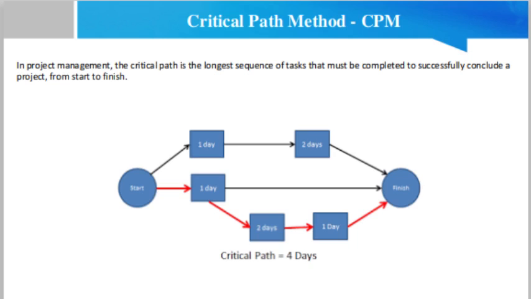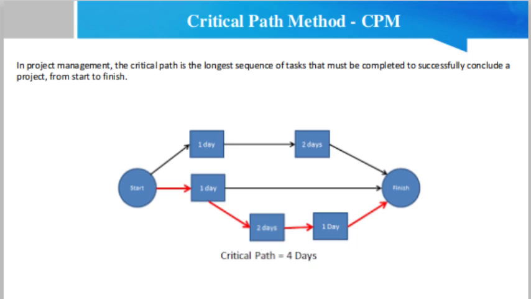So friends, let's start. What is the critical path method actually? In project management, the critical path is the longest sequence of tasks that must be completed to successfully conclude a project from start to finish. The tasks on the critical path are known as critical activities because if they are delayed, the whole project will be delayed. By identifying the critical path, you can determine the total duration of a project and you will have a clear picture of the actual project schedule.